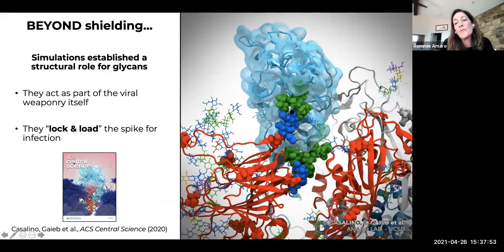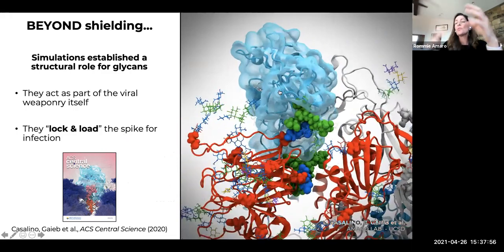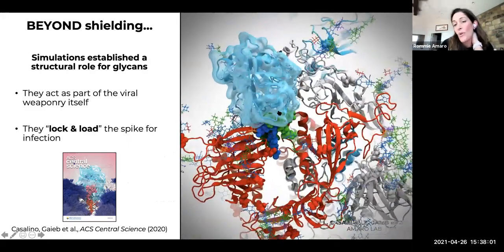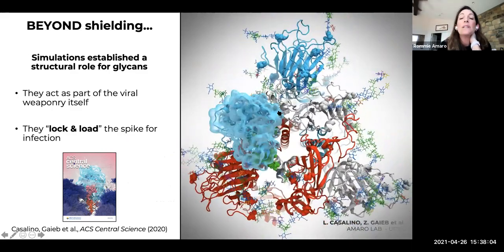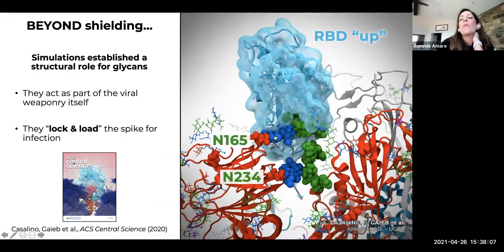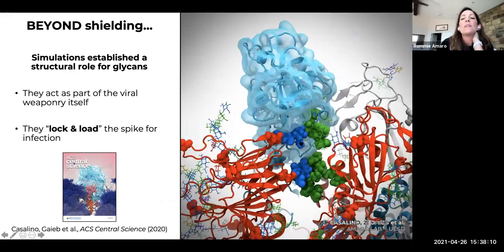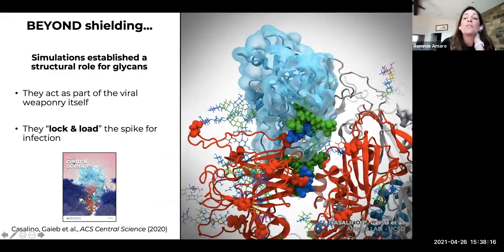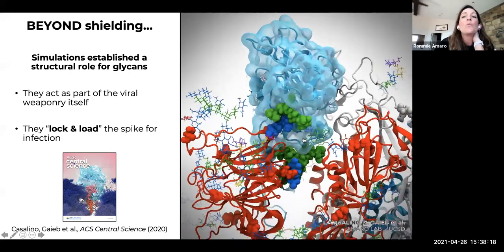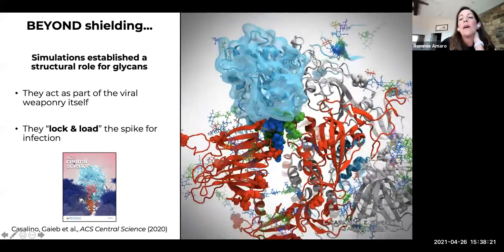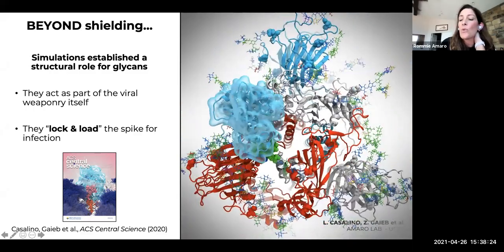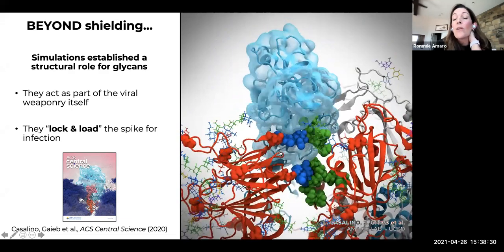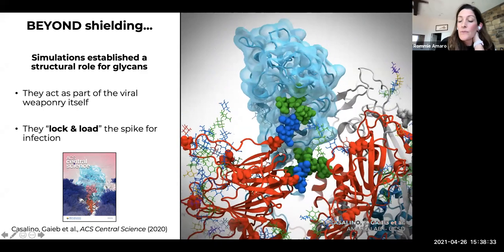And I'll just recap that in addition to showing the shielding, beyond shielding, these simulations established a structural role for glycans. And what we didn't really even appreciate at that time was that this was the first time that glycans had been shown for any protein to actually play a role in the actual mechanism, for example, of infection. And so that has been, I would say, very well received and very cool that we use simulation to show and extend what we know about glycans in general, not only specific to SARS-CoV-2. So that was really cool.